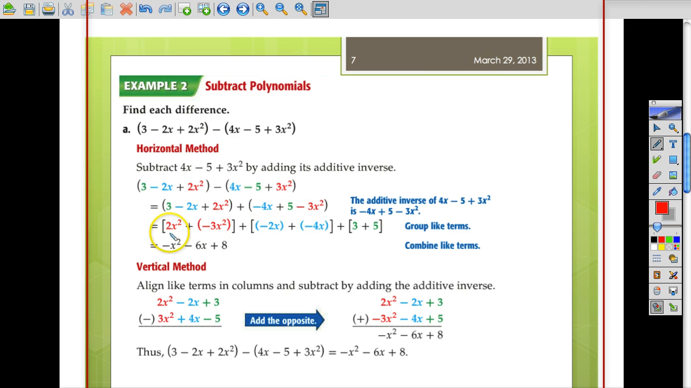Now you can go ahead and add all the like terms. So you have red and red. That's the x squares together, the x's and the numbers. And when you combine them, here you have -x squared minus 6x plus 8. Same method, you can do vertical method. Now when you're subtracting, you're going to add the opposite numbers. And you still get your same answer here.